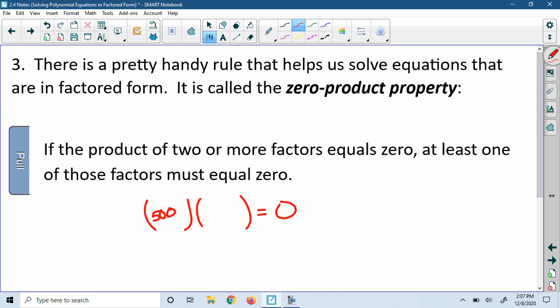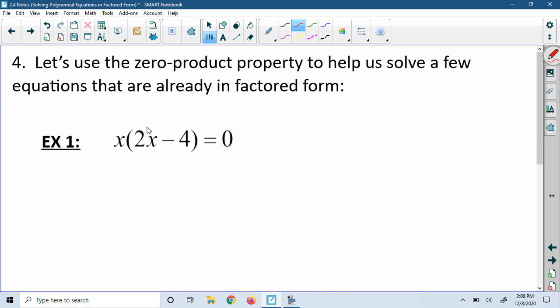Well, and the rule still holds true because at least one of those factors still is 0. And nobody could think of a couple things that when you multiply them together, if they equal 0, at least one of these things always had to be 0. Nobody could think of an example where one of them wasn't 0. So the zero product property works with regular numbers. It also works with polynomials.